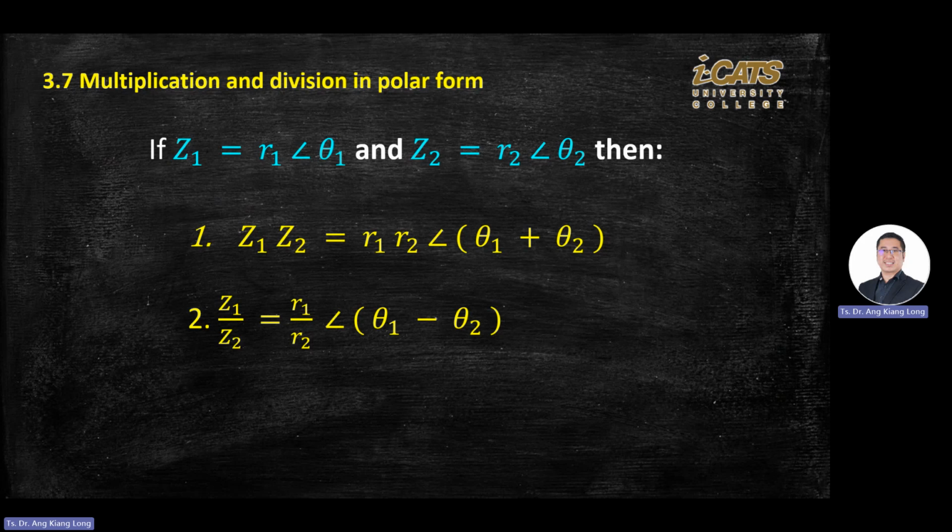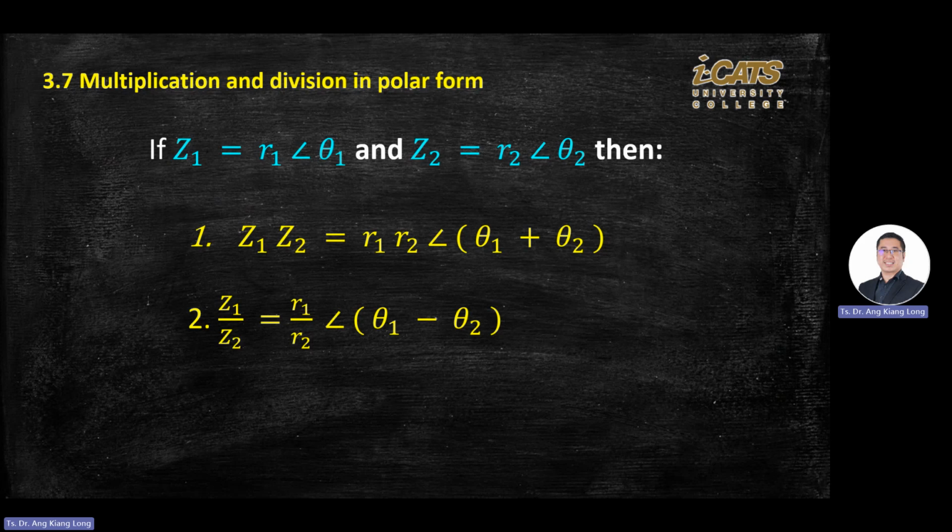These are the short notes for a few pages of textbook. I just summarize into two yellow color equations. If you multiply Z1 and Z2, you multiply the real numbers, and the angles you add together. If division, you subtract the angles and divide the real numbers. These two yellow formulas are important. Every time you see a question that asks you to multiply or divide, this will be the starting point.